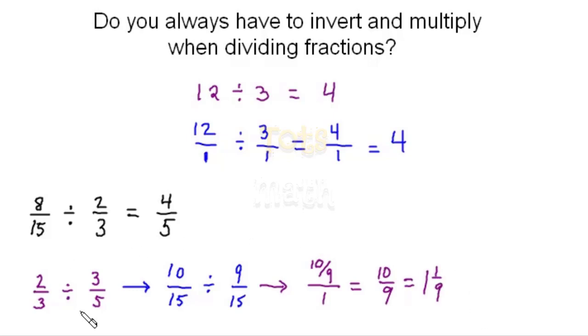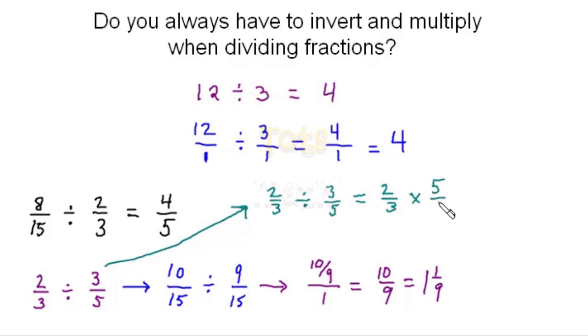Well, that was a lot of steps, and you probably wouldn't want to do that every time you have to divide fractions. So when you have a problem to solve like this one, that you can't divide directly like we could in this example, it's best to invert and multiply. So let's see how that would work. The problem is 2/3 divided by 3/5. And that's the same as 2/3 times 5/3.